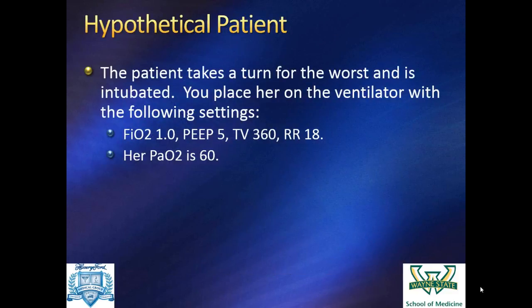And so the patient takes a turn for the worse and is intubated. You place her on the ventilator with the following settings. She's on an FiO2 of 100, a PEEP of 5, tidal volume of 360, which is 6 mLs per kilo for her, and a respiratory rate of 18, and her PaO2 is 60.